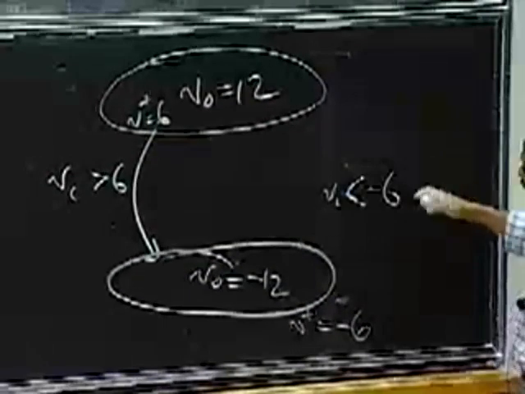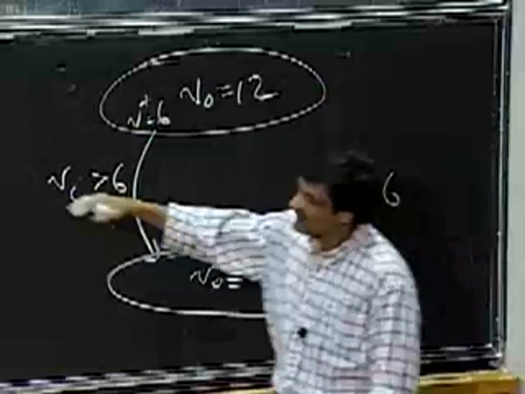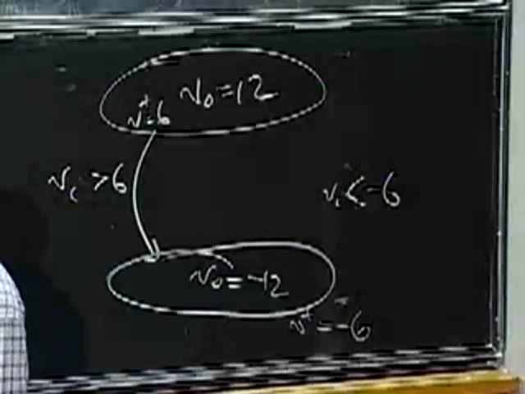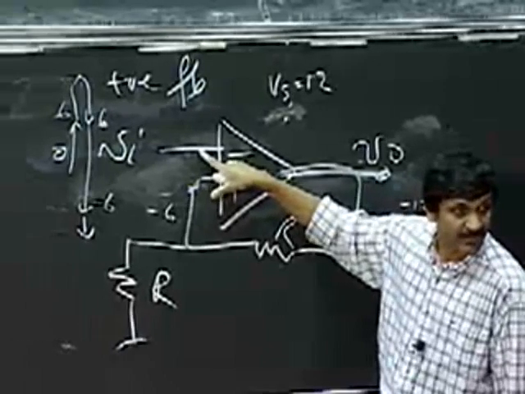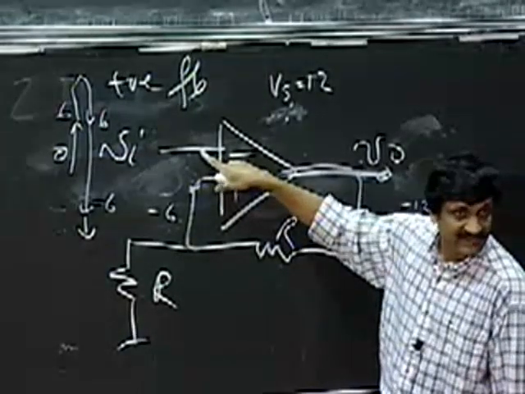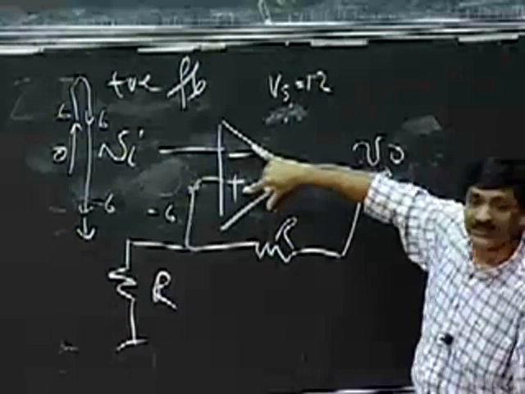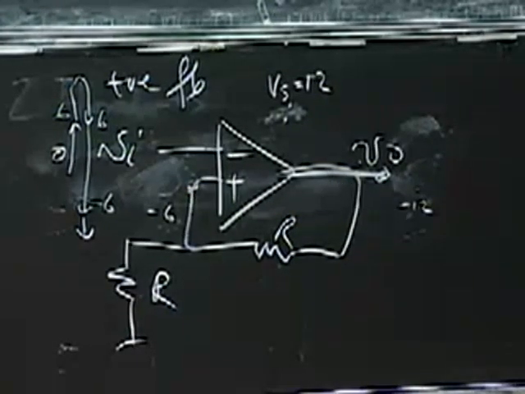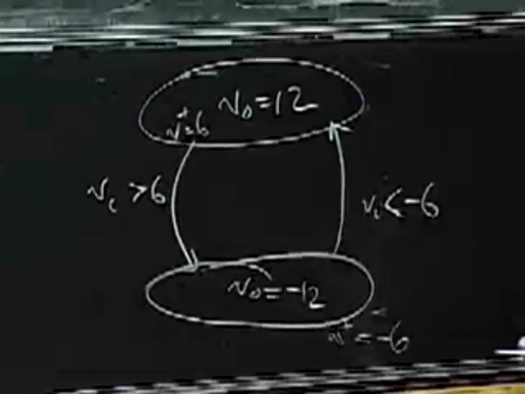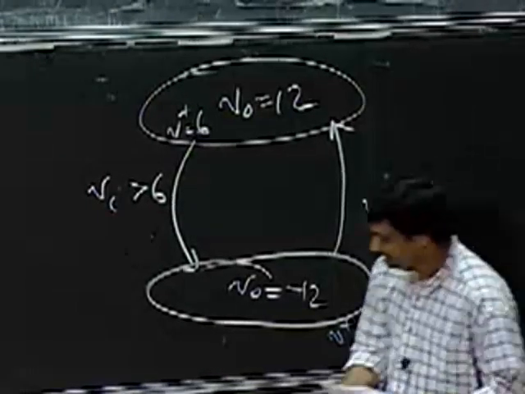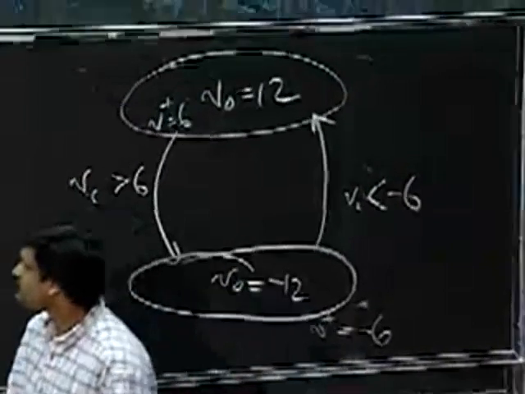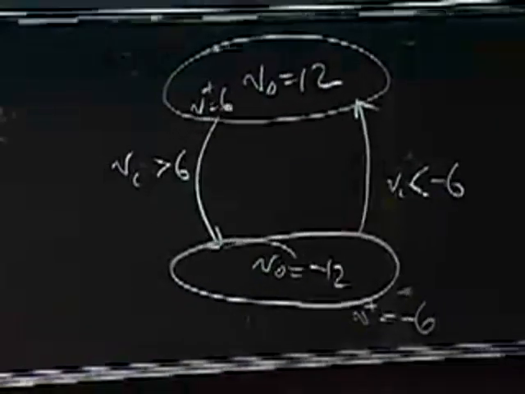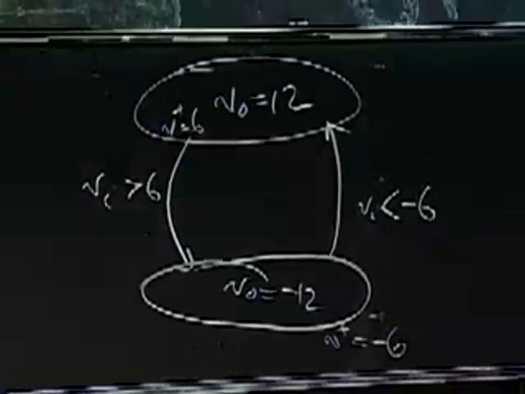So V minus becomes less than minus 6. If this one goes below this voltage, let's say this is minus 6 and this is minus 7, there is a net positive voltage between V plus and V minus. So this output swings to the positive rail like so. We'll spend a lot more time on this in the next few minutes to really hammer the point home.